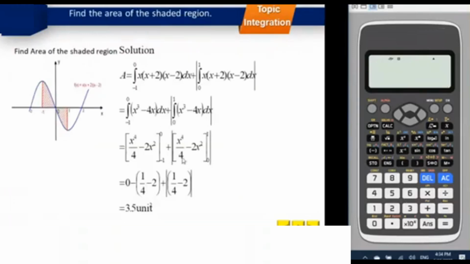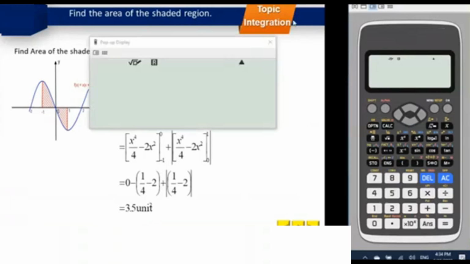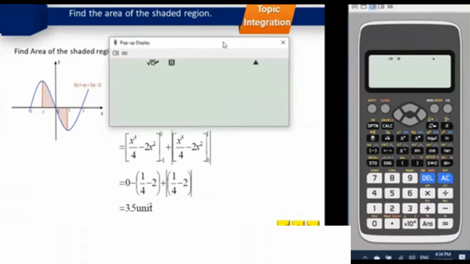So let's say you are told to find the area of the shaded region of this particular question on your screen. If you note, the equation is f of x is x(x + 2)(x - 2), and we need to find the area under the curve between the limits -1 and 0 and 1.